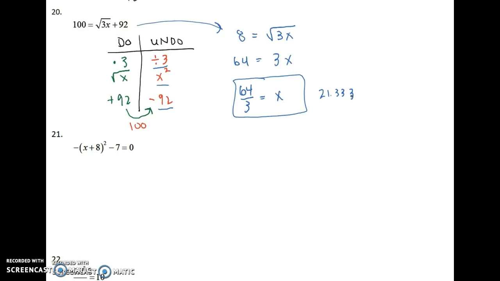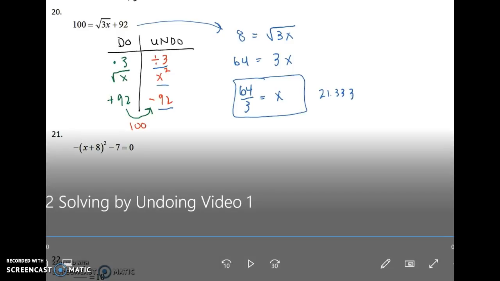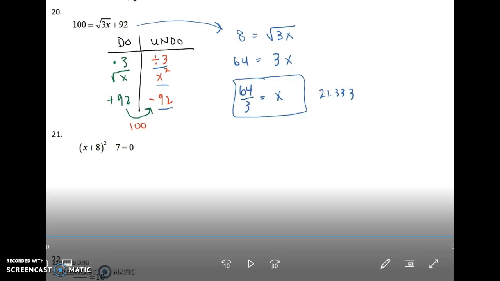Okay, so I'm going to stop there, and I'm going to have you do numbers 21 through 24. Try those on your own. Take a little bit of time, and once you're done, there will be a follow-up video where we just go through those for examples, and you can check your tables and you can check your work. But I do want you to go ahead and do the table, this do undo table, and show the work like we did in these first two.